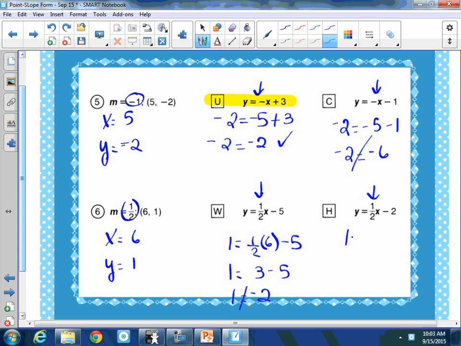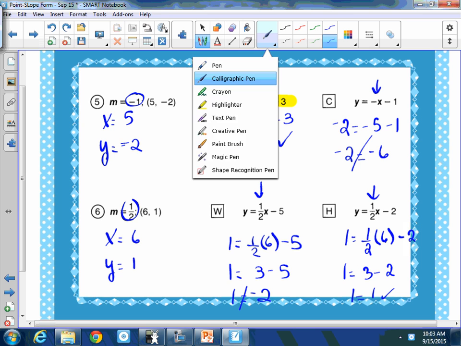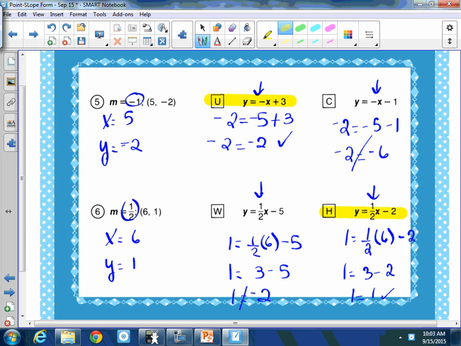The y is 1. Half of x, which is 6. Half of 6 would be 3. 3 minus 2 is 1, so this is the equation of the line. So you've got two ways that you can do this. You can use point-slope form, or you can just go ahead and plug it in. Either way is fine.